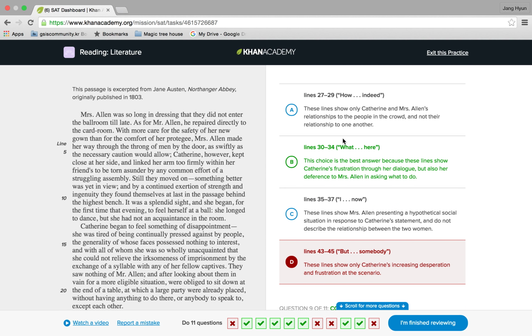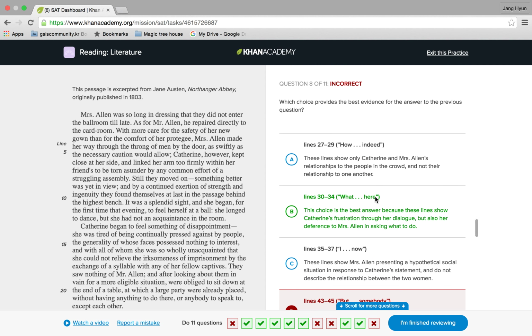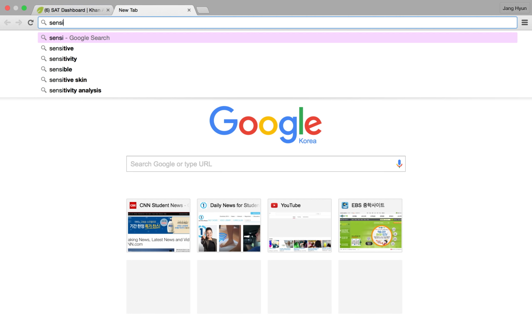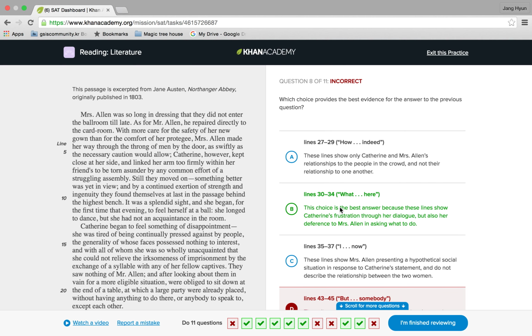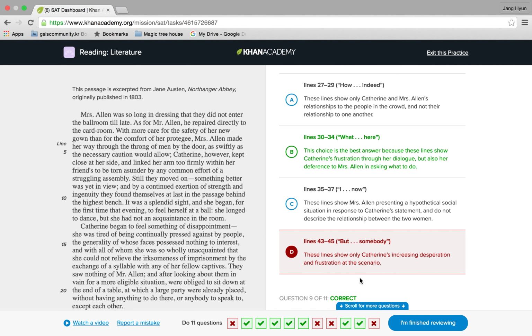Yup, that's sensible. That makes sense. And now what's this? Wait, what's sensible? Is there a word called sensible? Sensible: readily perceived, appreciable; likely to be of benefit; practical, realistic. Yeah, it's sensible. It makes sense.